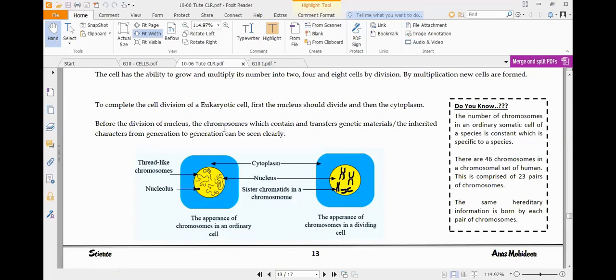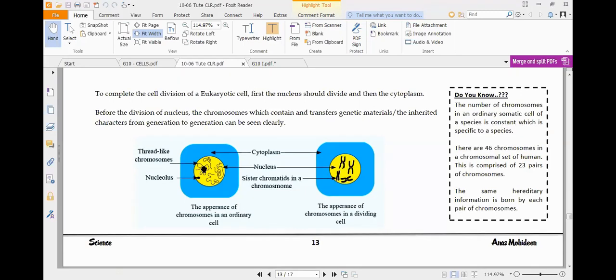Before the cell division of the nucleus, the chromosomes, which contain and transfer genetic materials, the inherited characters from generation to generation, can be seen clearly. What is there? You see, thread-like chromosomes are there. This is the appearance of chromosomes in an ordinary cell.